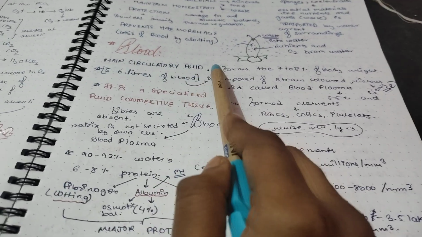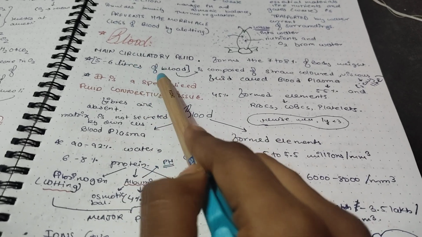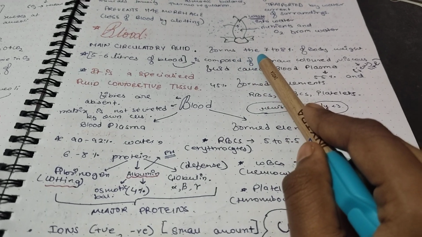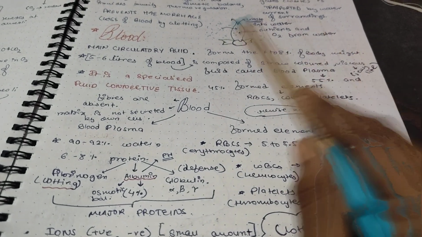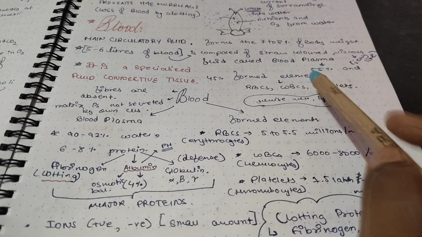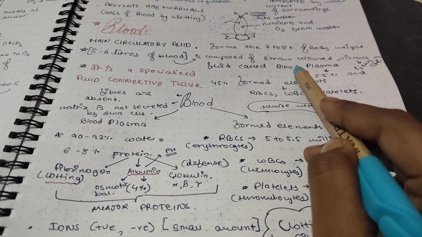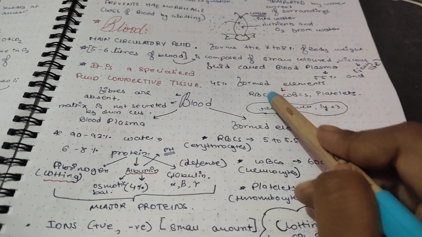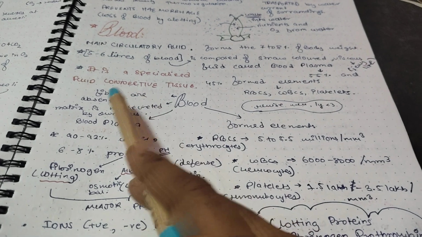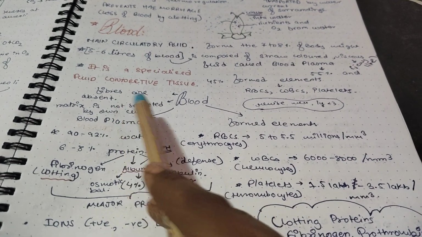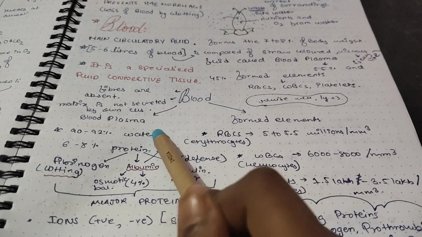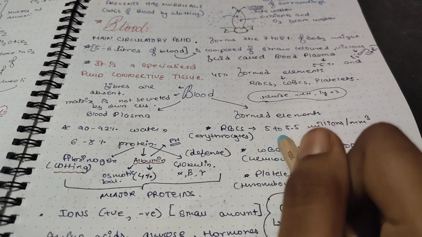Now, what is blood? Blood is the main circulatory fluid. There are 5 to 6 liters of blood present in human body. It forms 7 to 8% of body weight, and it is composed of straw-colored viscous fluid called blood plasma. 55% of blood is plasma, and 45% is formed elements like RBCs, WBCs, and platelets. It is a specialized fluid connective tissue. Fibers are absent. The matrix is not secreted by own cells. It has blood plasma and it has formed elements.